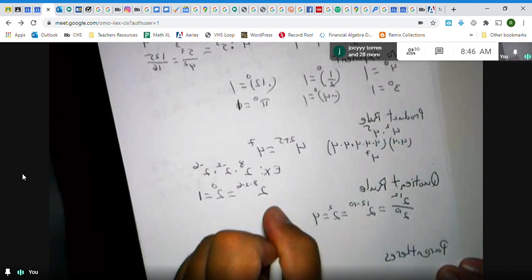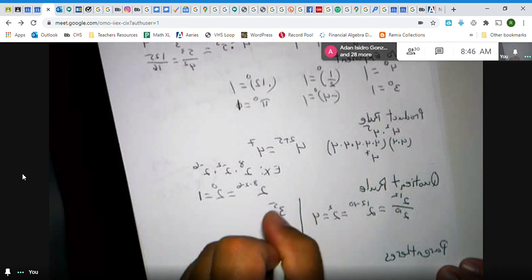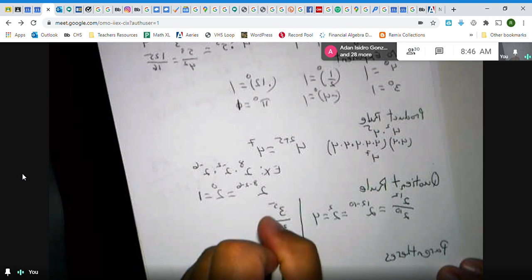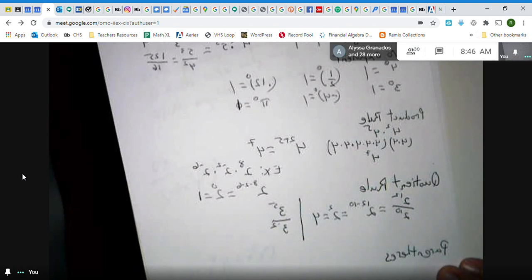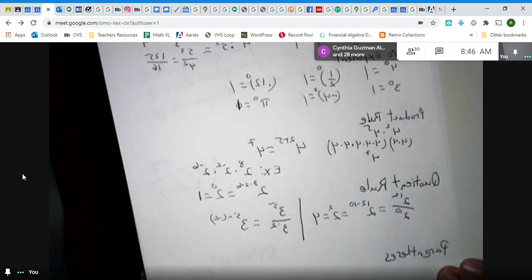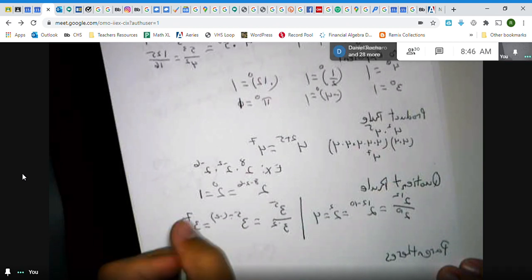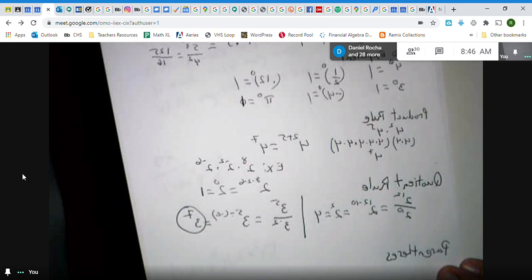So what about when you have a negative? 3 to the 5th over 3 to the negative second. Well, using the quotient rule, they're the same base, so we're going to get 5 minus negative 2. Minus a negative means add. 5 plus 2 equals 7. Looks good.